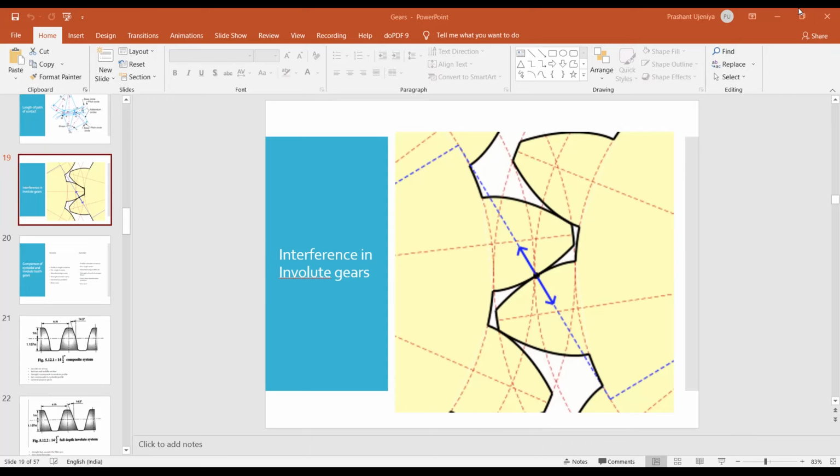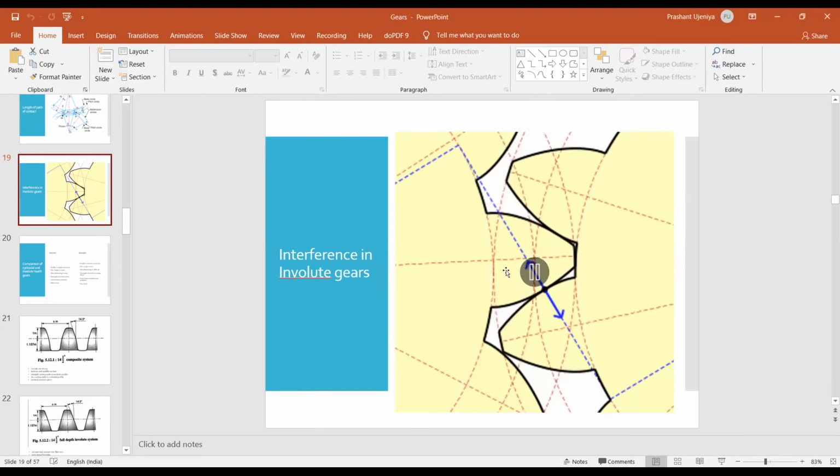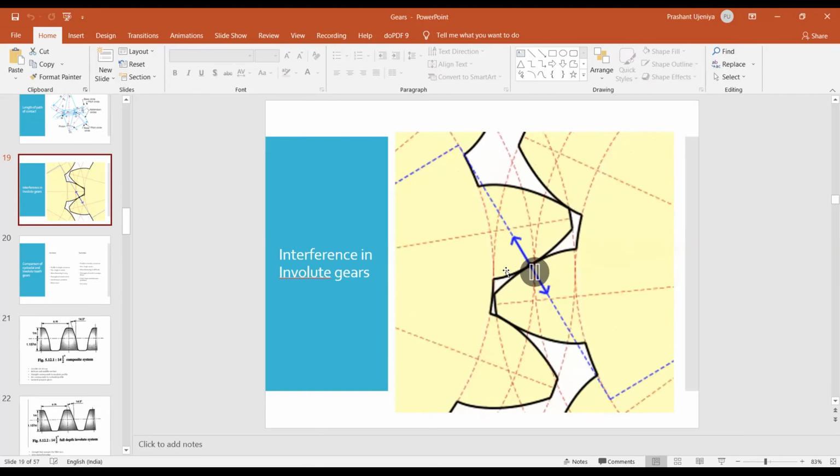Okay, so I'm going to revise the previous session. In the last lecture, we were discussing interference in the gear.